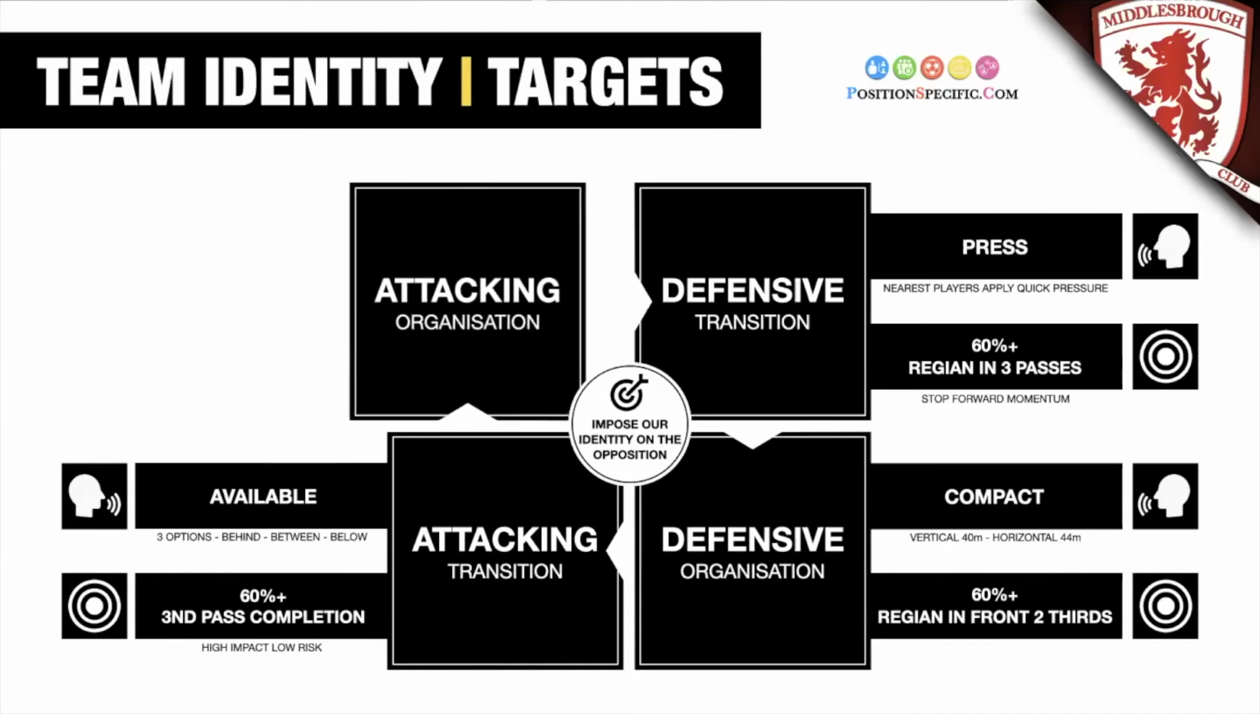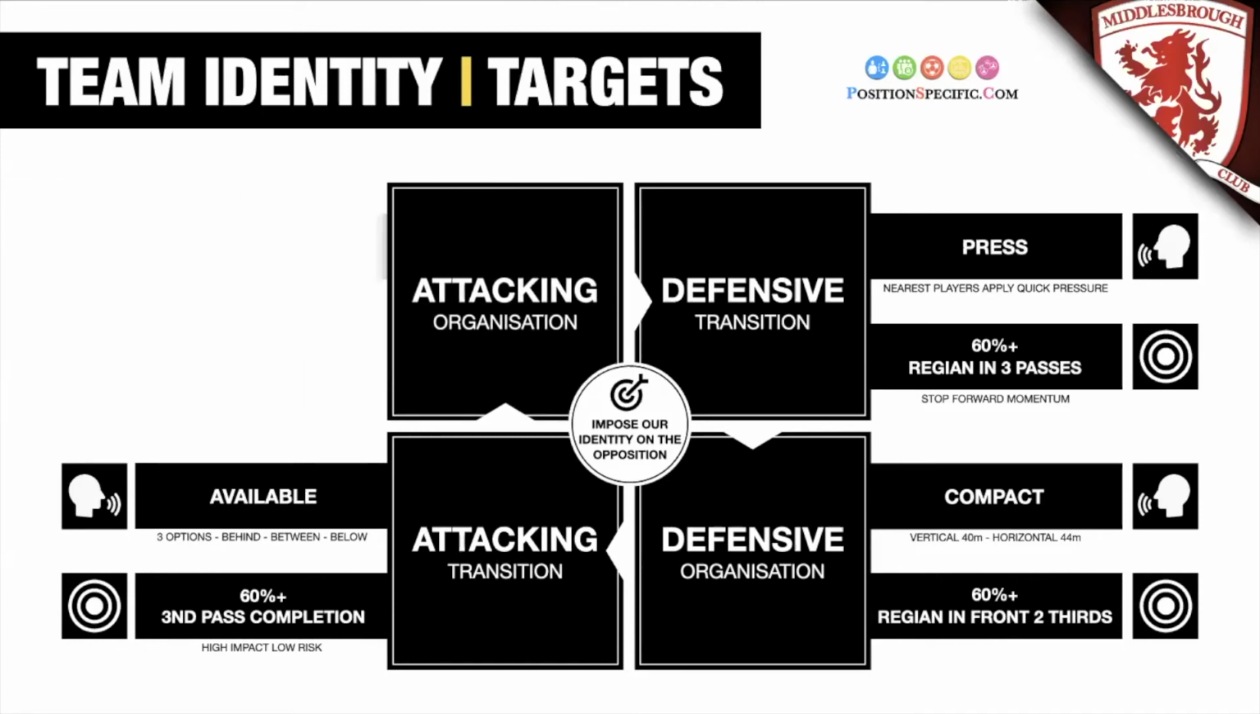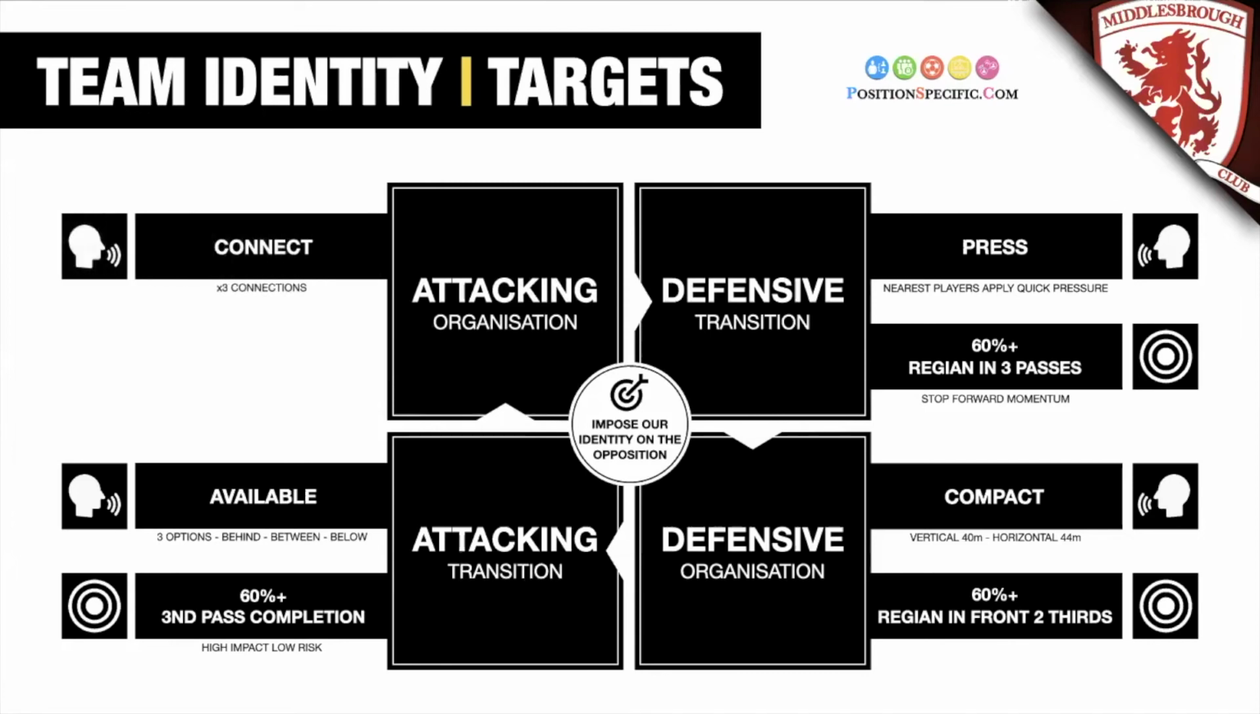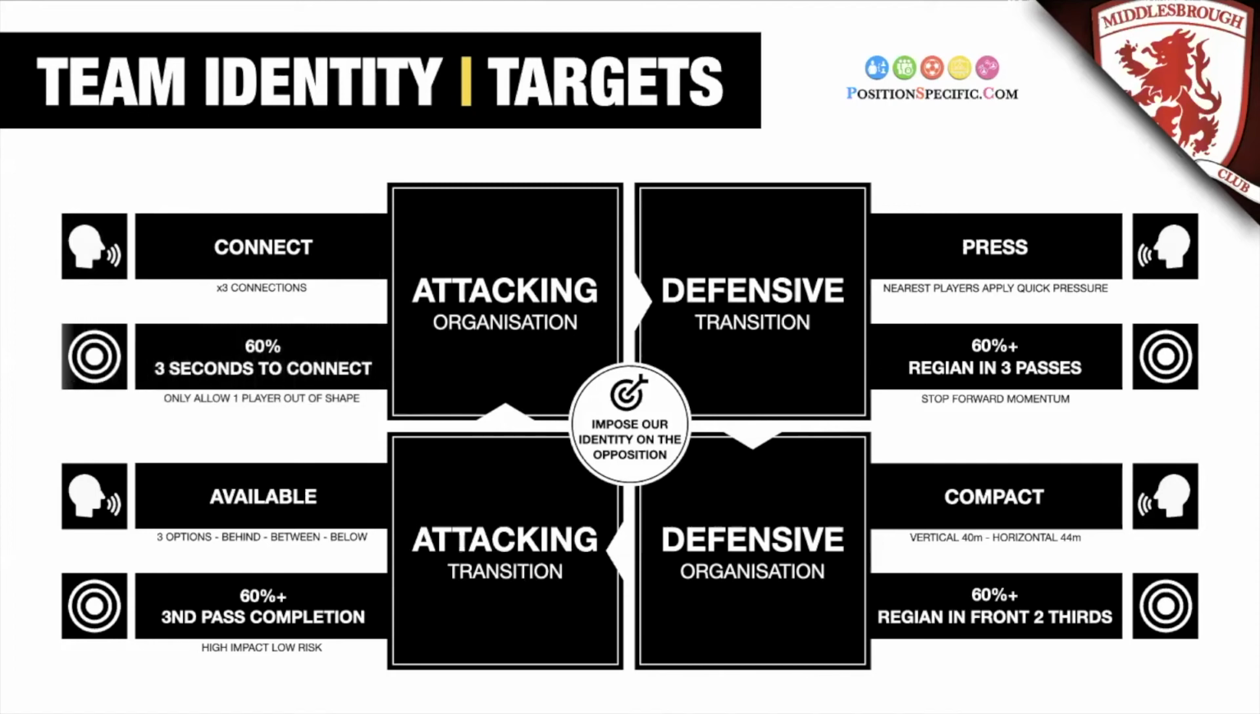And then for the first time in the season, we're actually giving the players a target within the attacking organisation. So the language is connect. So we're looking at 3 connections, and we're looking to do that in 3 seconds. We're only allowing one player to be out of the shape. So I'll explain that a little bit more in the videos.